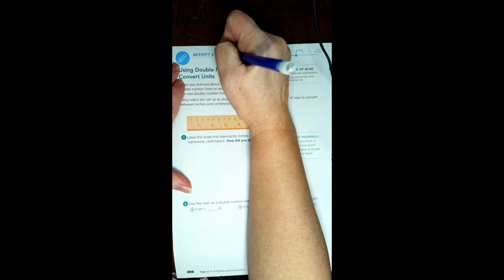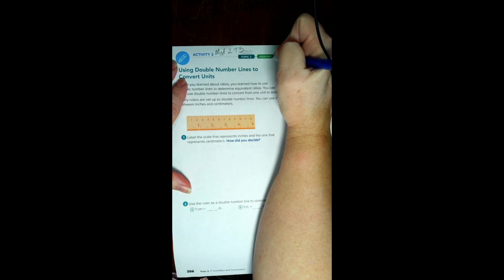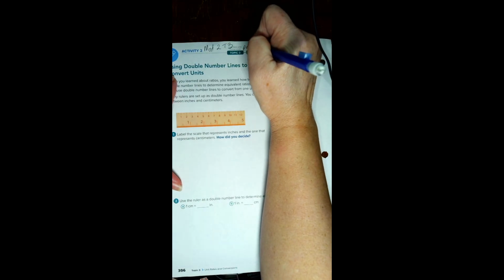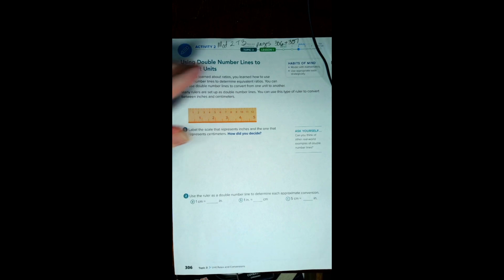We are still in Module 2, Topic 3, Lesson 1, Activity 2, which is pages 306 and 307. Using double number lines to convert units. When we use a double number line, we can use those to represent ratios, and we've been doing this. We had it on our last test. We had it on the test before that. Let's move this cord out of the way.